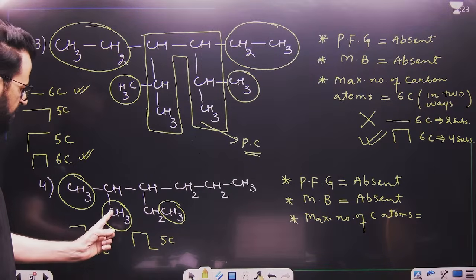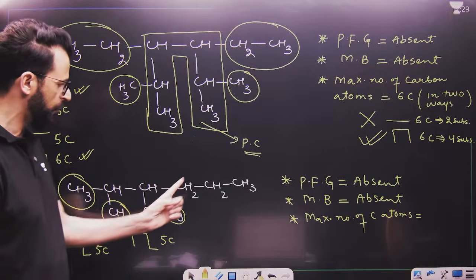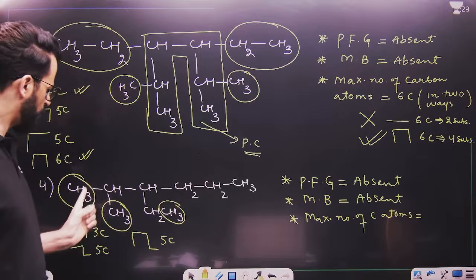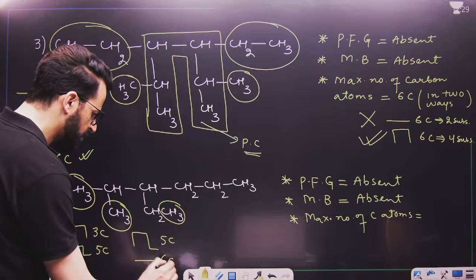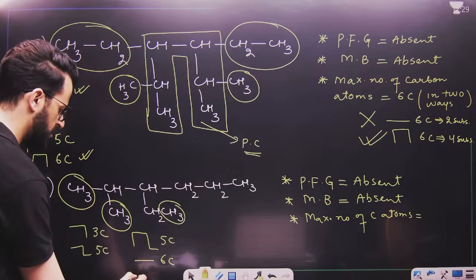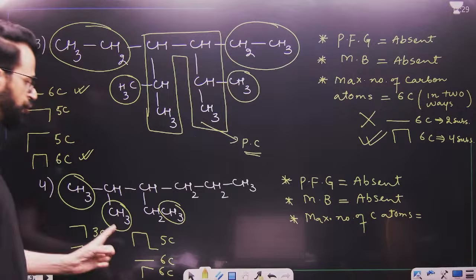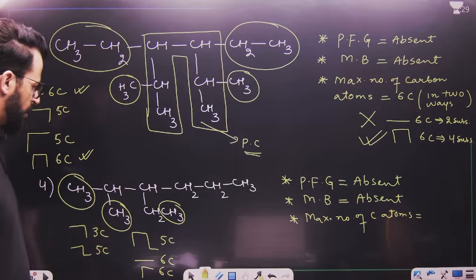Like this, 5 carbons are already there. After that, another possibility is 1, 2, 3, 4, 5, 6 straight. That means straight is 6, or this one is also 6. You have to check all the possibilities. Now, what about this one?